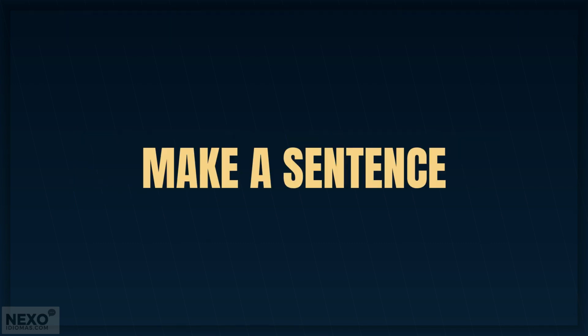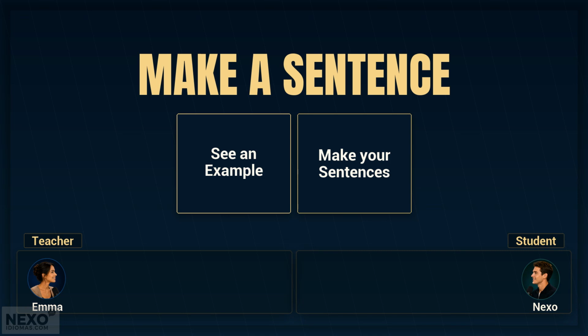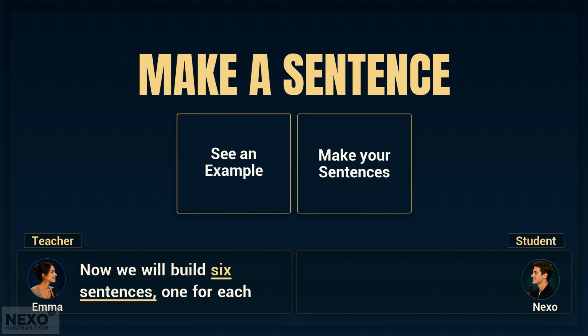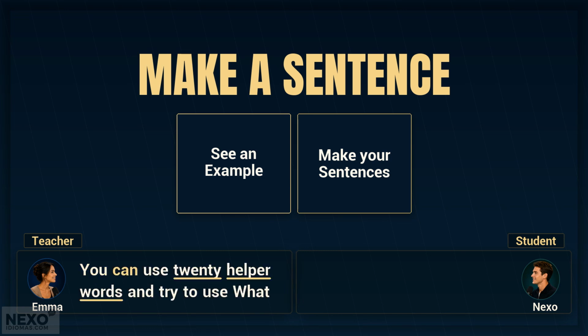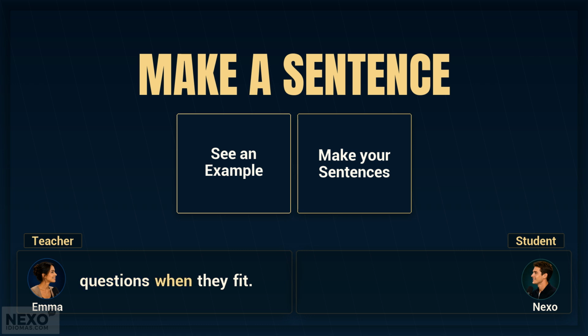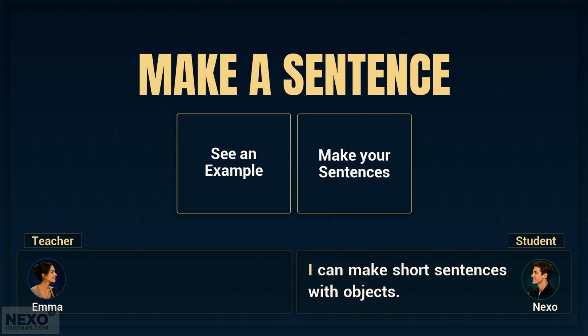Make a sentence. Now we will build 6 sentences, one for each main word. You can use 20 helper words and try to use what questions when they fit. I can make short sentences with objects.